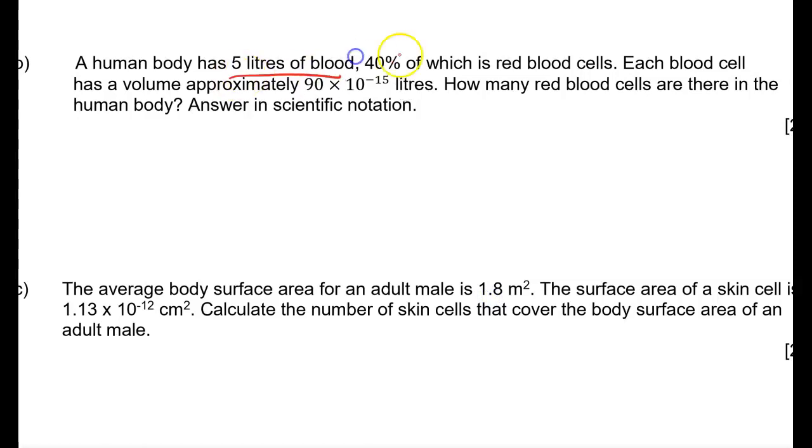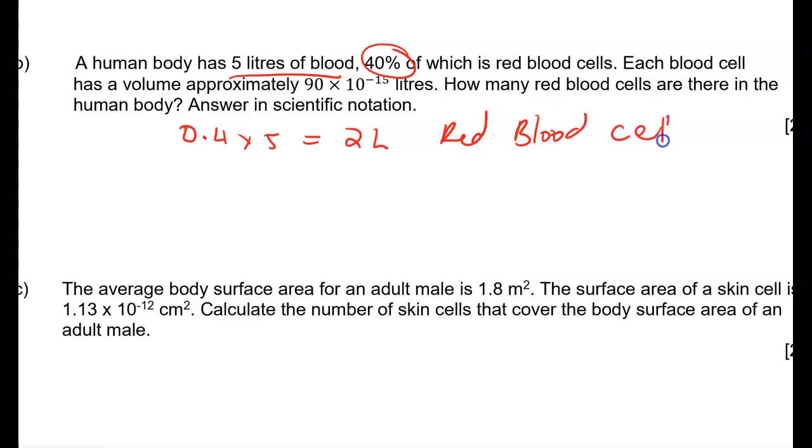With this next one, again, you could use the 2 to 10 method, up to you. We've got 5 litres of blood, 40% of which are red blood cells. So the first thing we've got to do is work out 40%, which is 0.4 of 5, which is 2 litres of red blood cells. So each red blood cell has that many. So how many of those goes into 2 litres is really what we're looking for there.